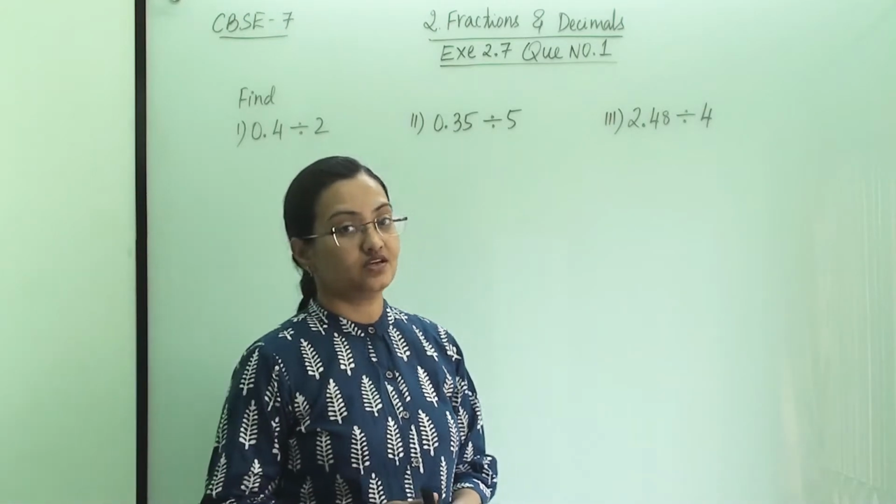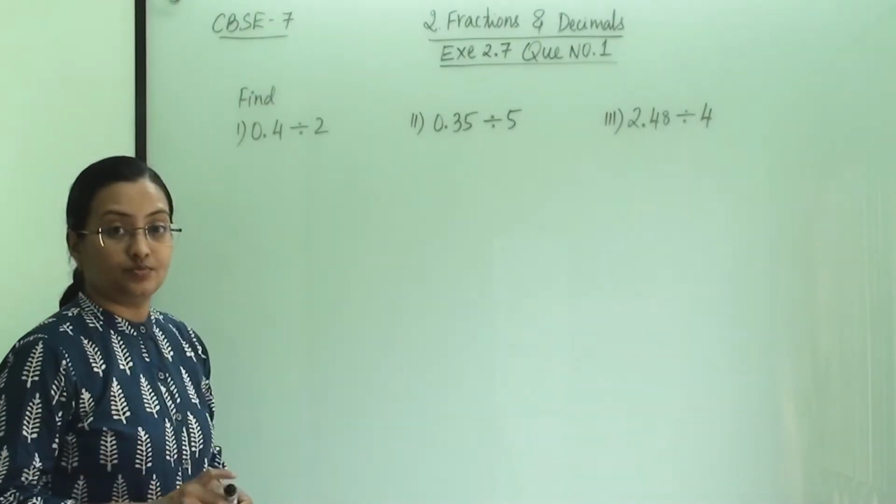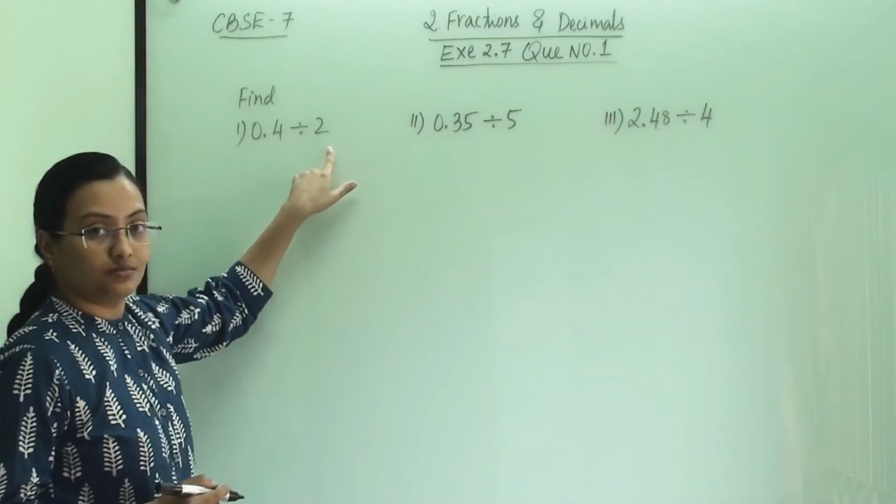This is under the CBSE Std-7 syllabus. So here we have to find the product of this division, where one number is a decimal number and the other number is a whole number.